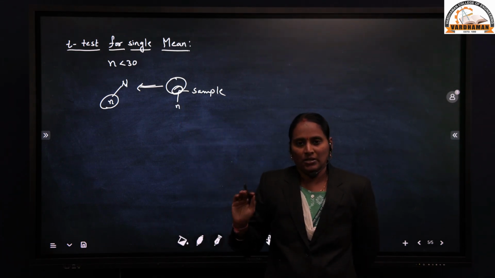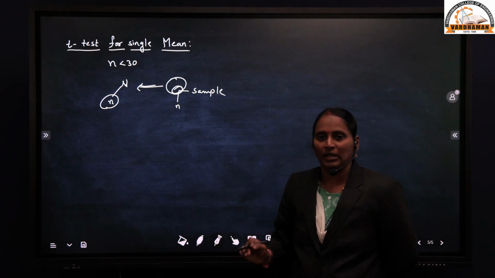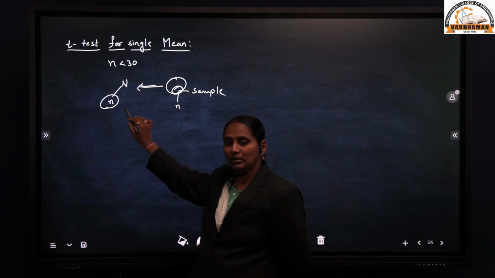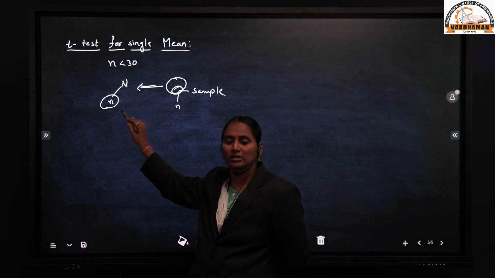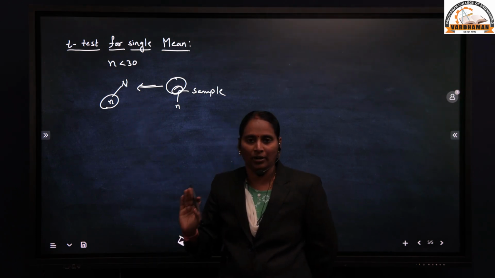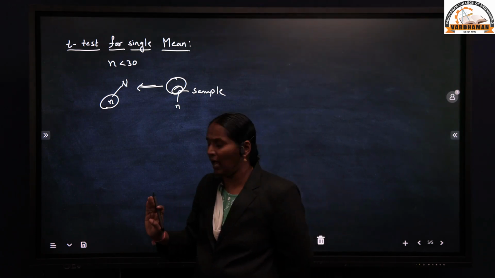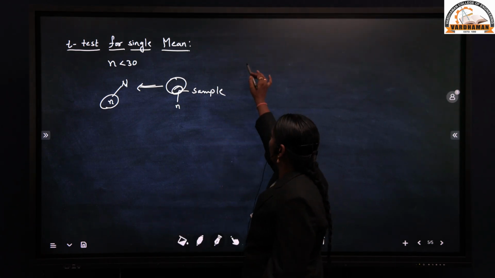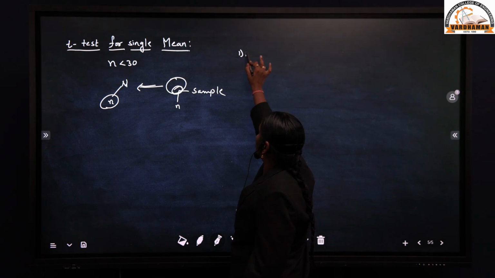Now in the t-test for single mean, we are going to check whether this sample small n has been drawn from the same normal population or not. This is what we are going to check. In this case, we are going to define a 5 step process.